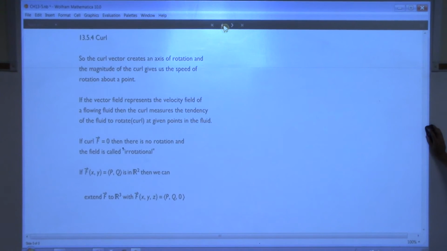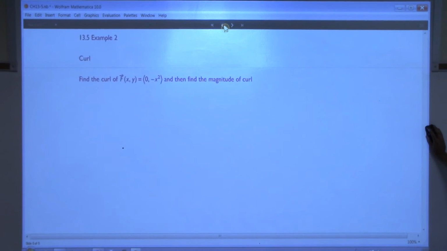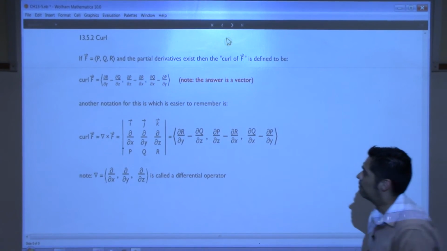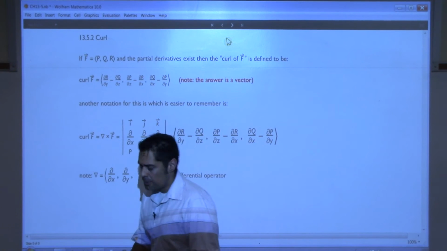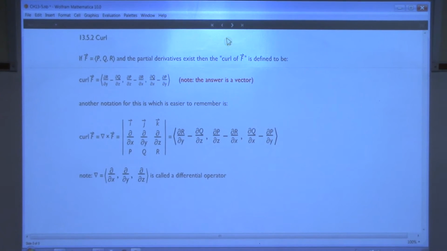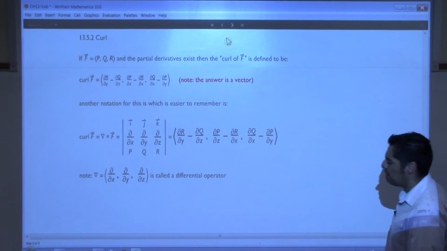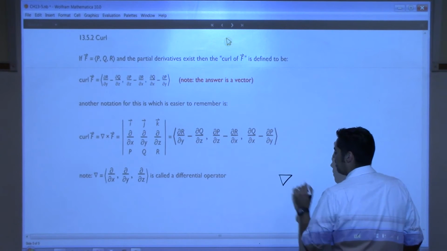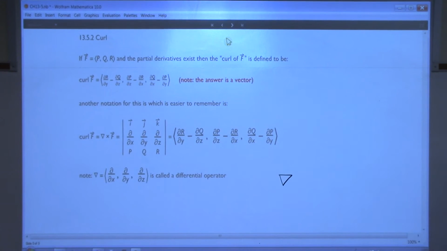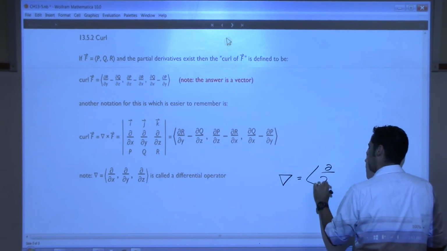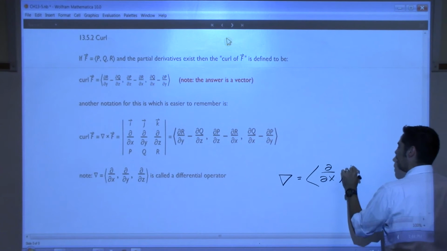All right, I think that's all I have. So let's actually get to the computation of curl. Well, the computation for curl comes from, we're going to use a cross product, okay, to define what curl is. But before I can define cross product, we're going to define this symbol right here called del to be equal to this. And it's right there, but I want to write it down here.